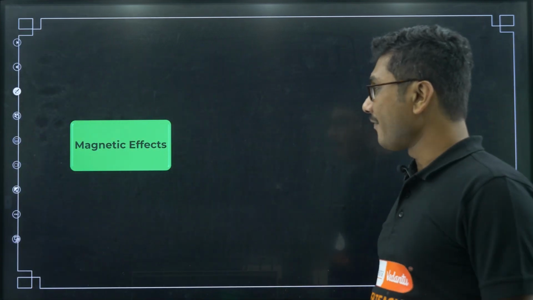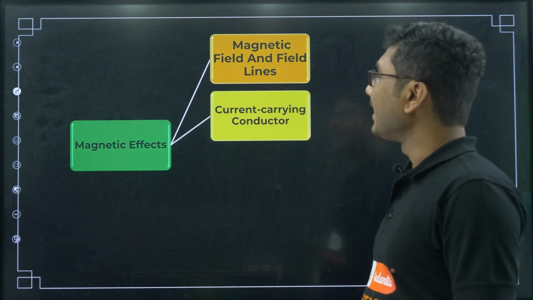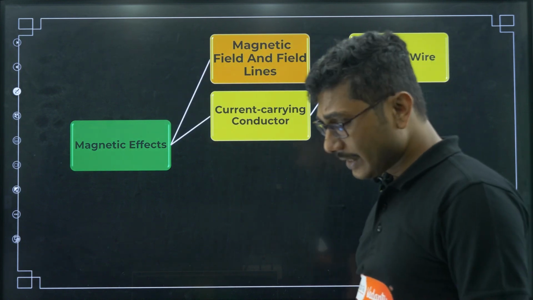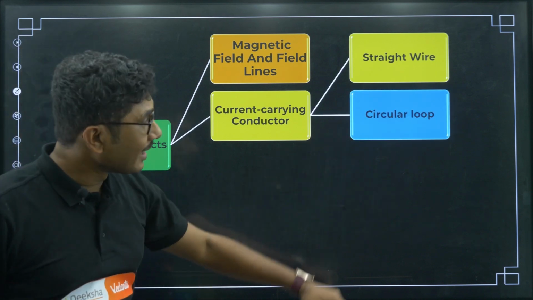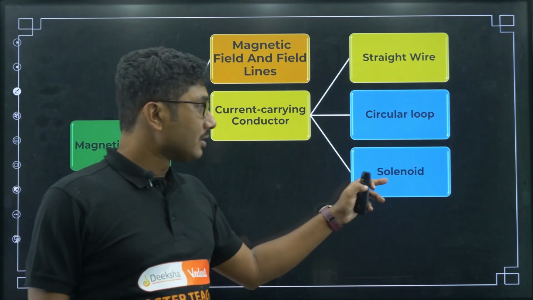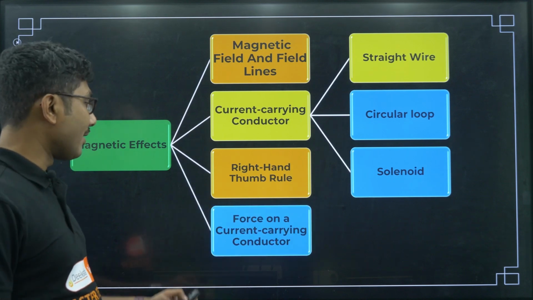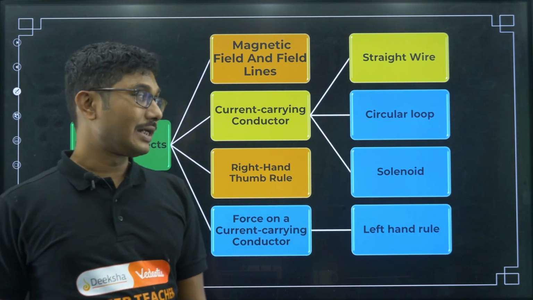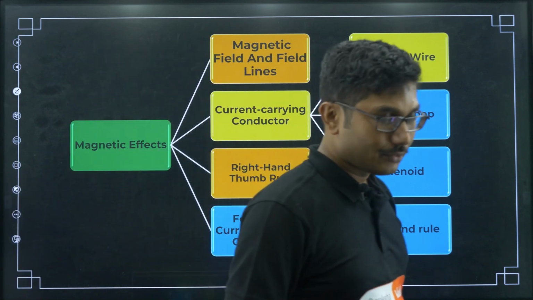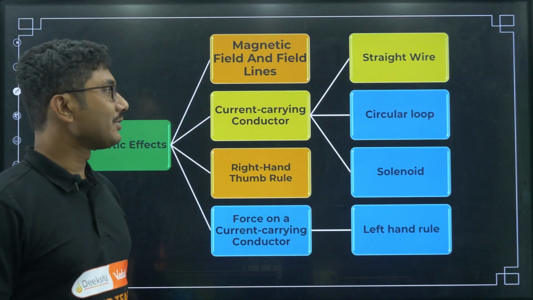First is magnetic effects, magnetic field and field lines, current carrying conductor. In the current carrying conductor there are three parts: straight wire, circular loop, then we have solenoid. Then we have the right hand thumb rule, we have force on a current carrying conductor, and the left hand rule, Fleming's left hand rule. These are the main concepts of this chapter.